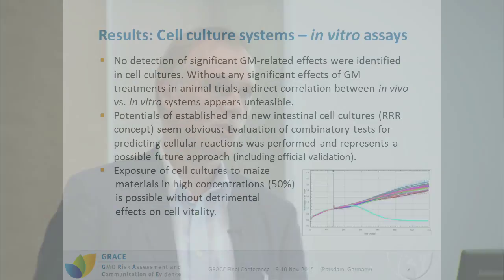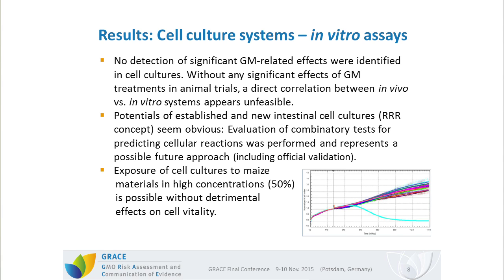Finally, now the cell culture systems we have introduced, we could not find any significant GM-related effect in these cell cultures, especially in the rat intestinal cell system. The treatments of the animals could not be directly correlated, the in vitro with the in vivo system. So this is a major point of our approach. If we see any in vivo effects, we could probably better correlate this with in vitro. But in both systems, we could not find any significant effects.